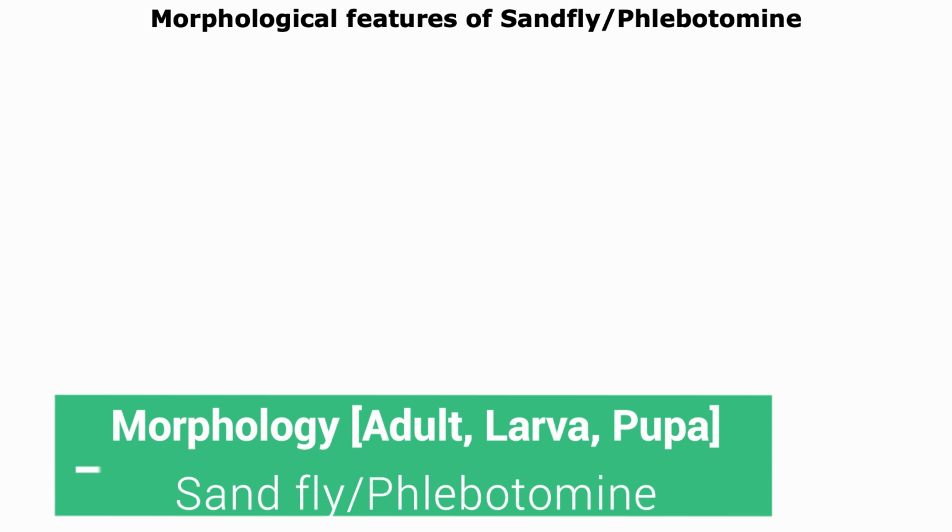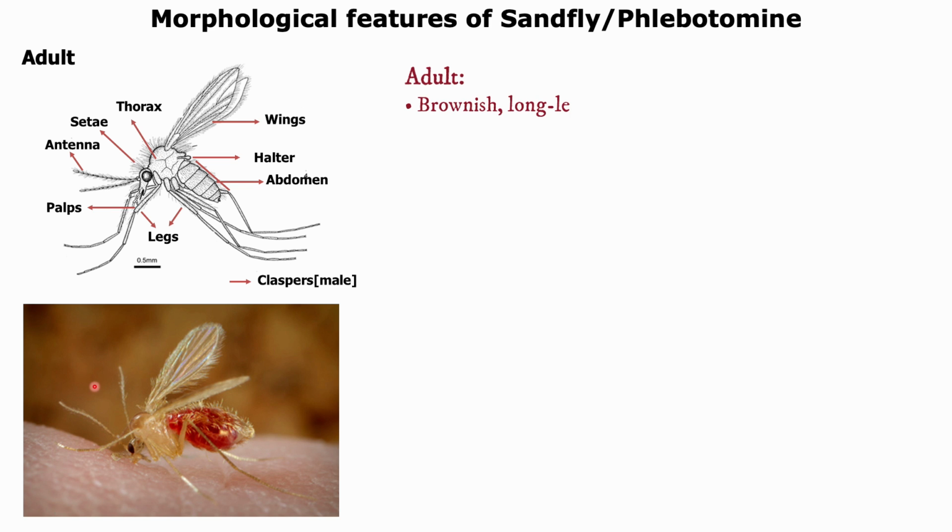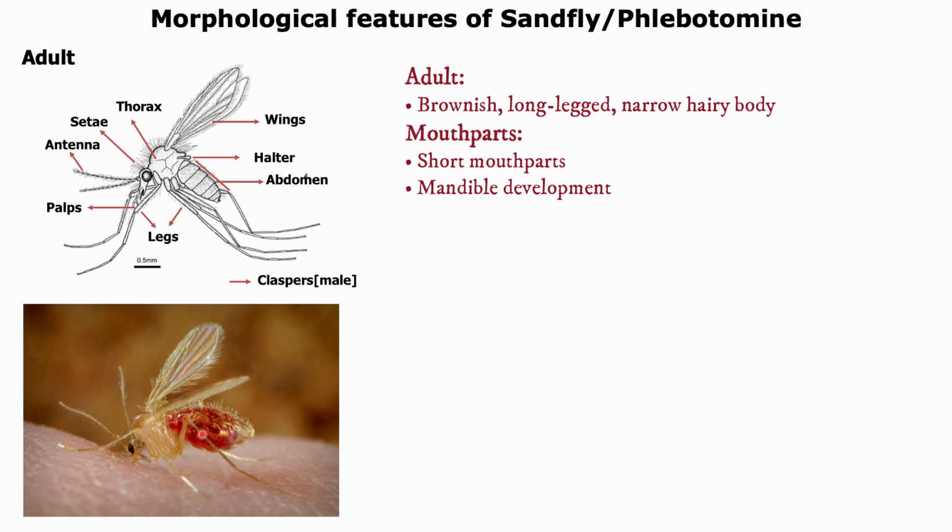General morphological features of sandfly or phlebotomine. Adult sandflies are brownish, long-legged, with a narrow body about 3 to 5 mm in length. Their bodies and wings are hairy, so you can say almost the full body is hairy. Mouth parts are short to moderate in length. Mandible is well developed in female, therefore females are hematophagous. Mandible is absent in male.